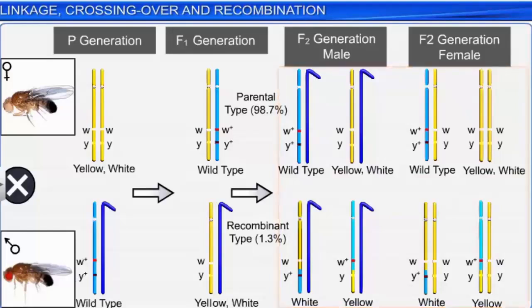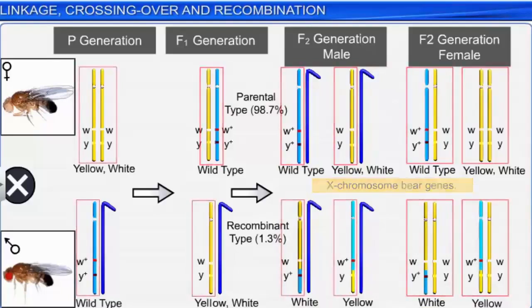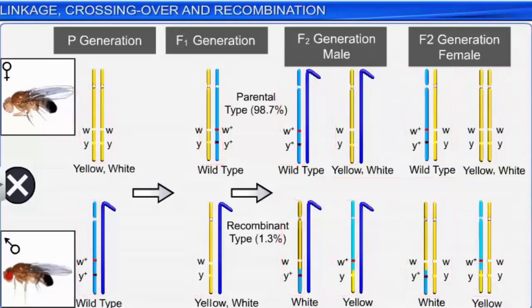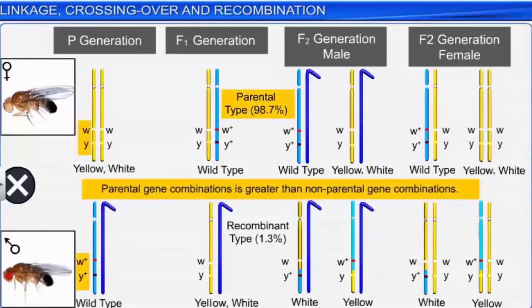Morgan and his colleagues knew that only the X chromosome bore genes. Furthermore, they noticed that during a dihybrid cross, if 2 genes lie on the same chromosome, then the proportion of parental gene combinations, that is, y w and y+ w+ in this case, was much higher than non-parental gene combinations or the recombinant types, that is, y+ w and y w+.